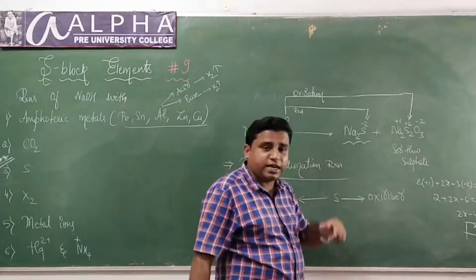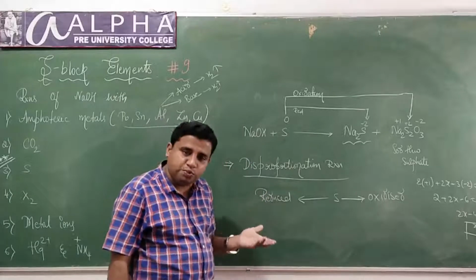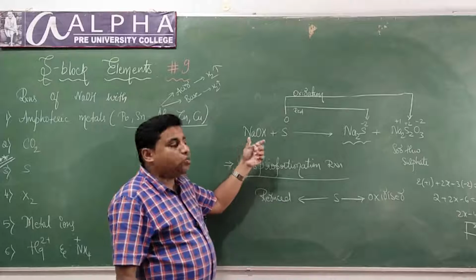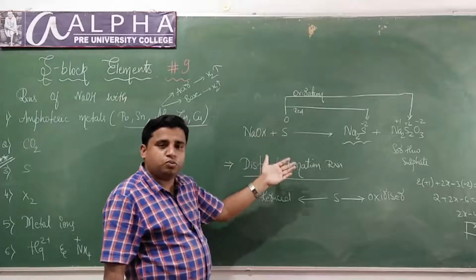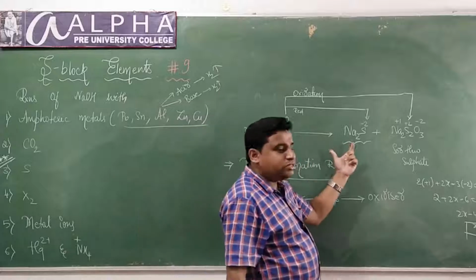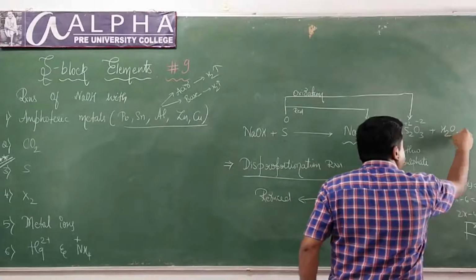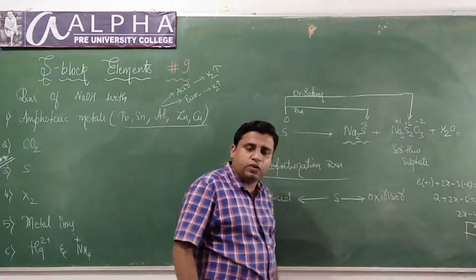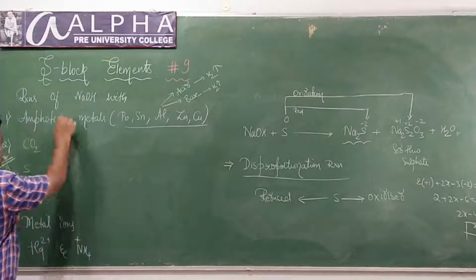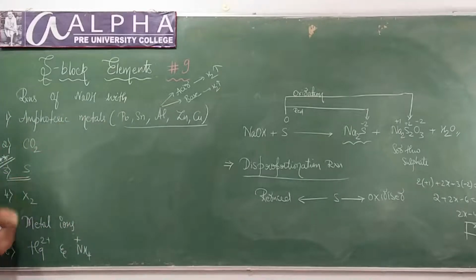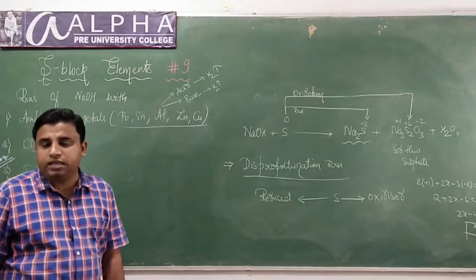What do you call such reactions? Disproportionation reaction. Simple. So when sodium hydroxide reacts with sulfur, it will undergo disproportionation reaction to give sodium sulfide, sodium thiosulfate as well as water. That is how sodium hydroxide reacts with sulfur.